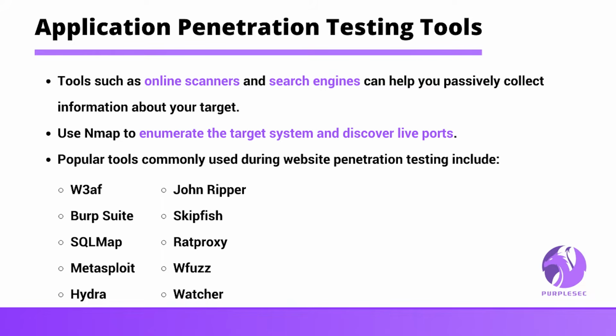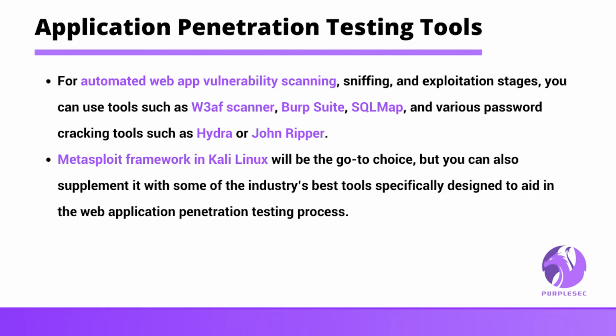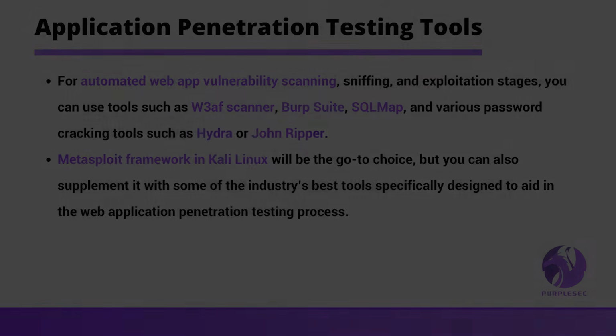Here we've provided a list of popular tools that are commonly used during web application penetration testing. For automated web application vulnerability scanning, sniffing, and exploitation stages, you can use tools such as WAF Scanner, Burp Suite Toolkit, SQLMap, and various password cracking tools such as Hydra or John the Ripper. It's important to note that there are many other tools available at your disposal as part of the Metasploit project. Metasploit framework in Kali Linux will definitely be the go-to choice, but you can also supplement it with some other industry best tools specifically designed to aid in web application penetration testing.